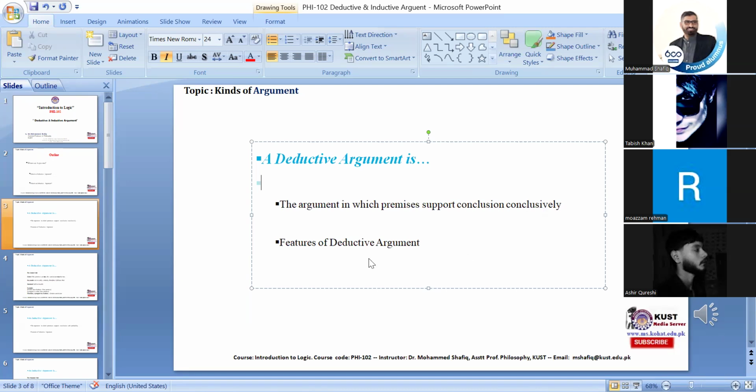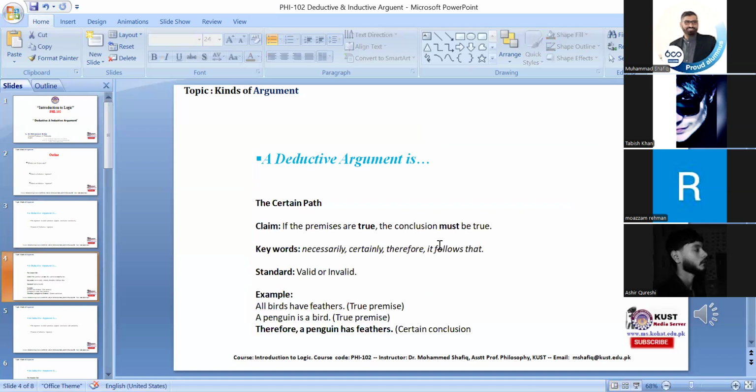Now the features of deductive argument are obviously, the first feature is that the premises support conclusion conclusively. If premises are true, conclusion must be 100% true. The second feature of deductive argument is that normally it starts from general premises and its conclusion is particular.